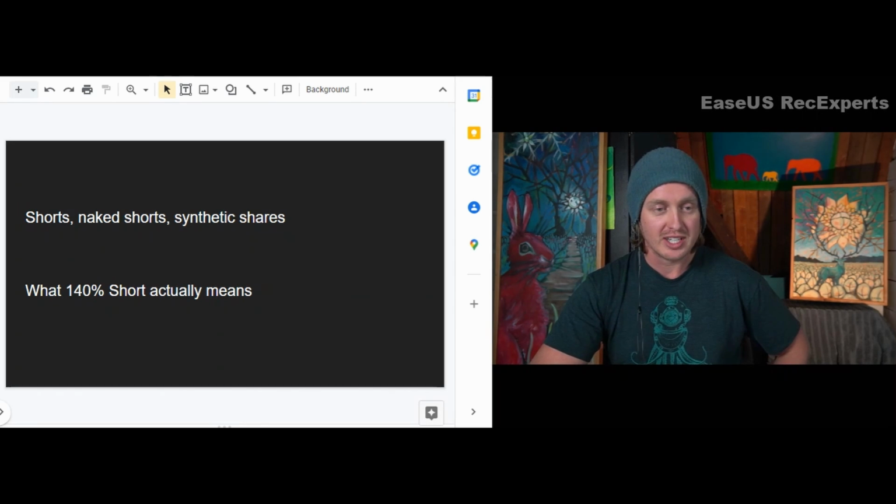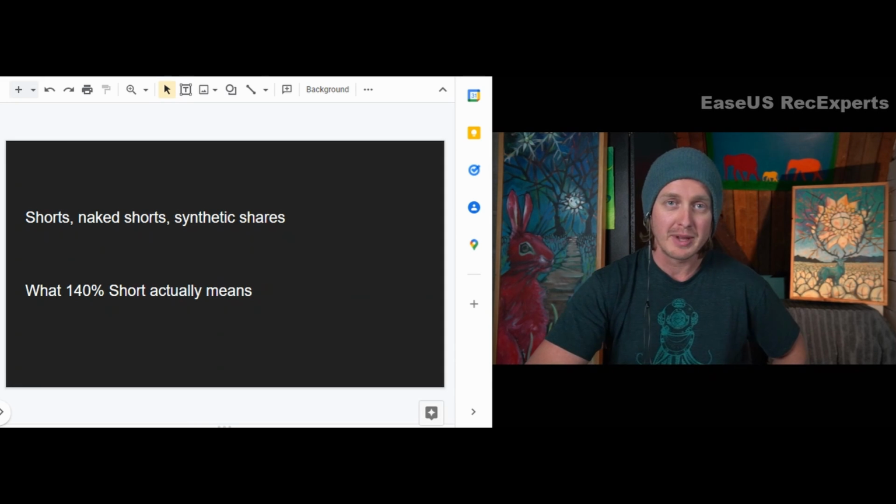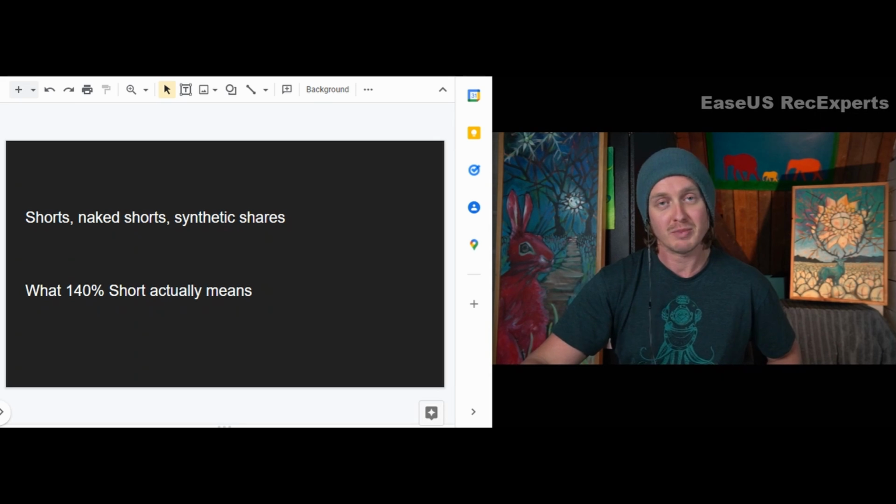However, I just wanted to get the point across that when you see 140% short, that means that there is 2.4x the number of shares in existence as there should be. And it's pretty absurd that this was allowed to happen in the first place. Just mind-blowing.